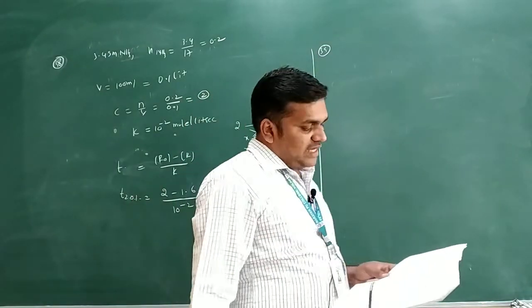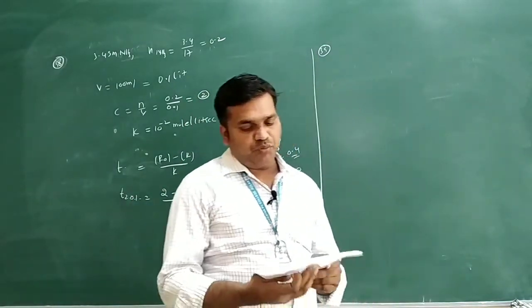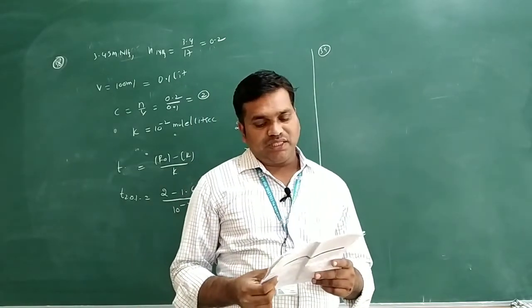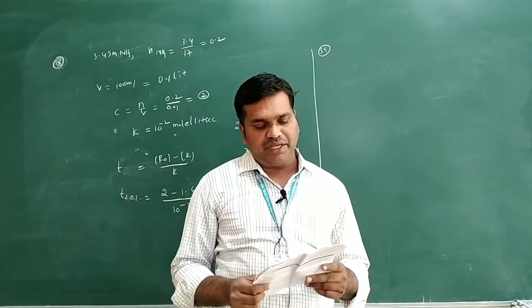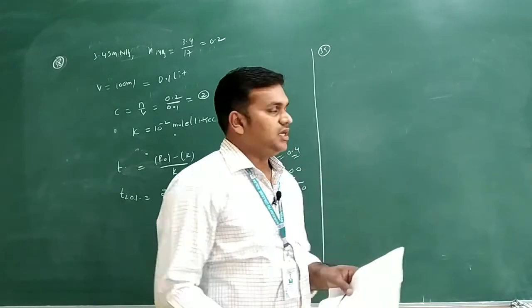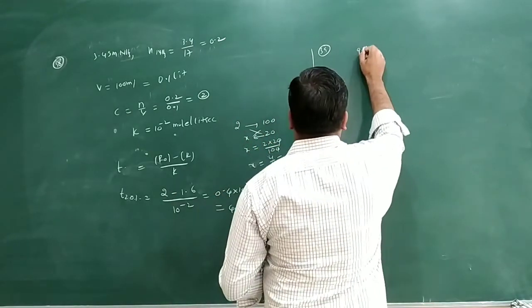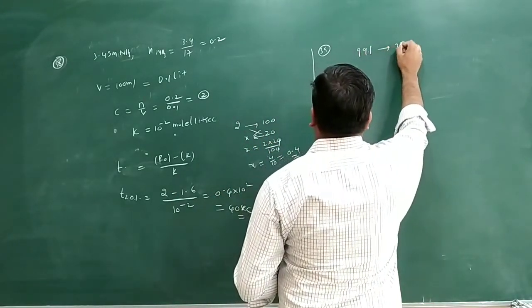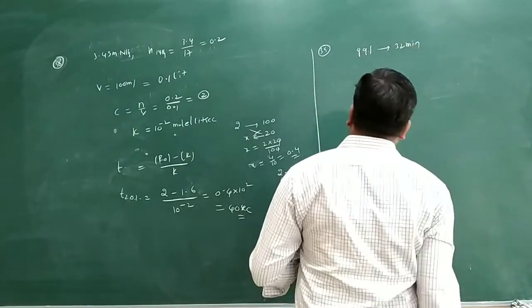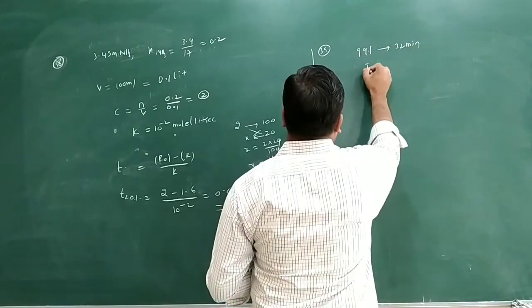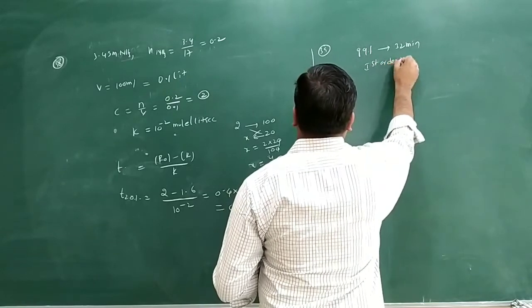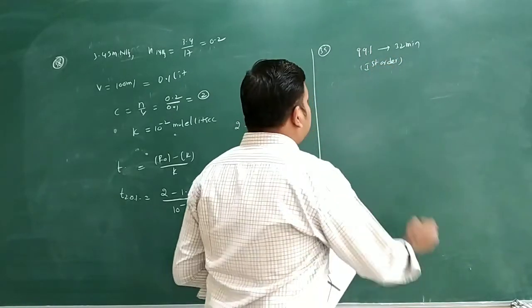A first order reaction is completed 99% in 32 minutes. Then what is the time it will be completed in 99.99%? 99% complete in how much time here? 32 minutes. What order reaction is it? It is a first order reaction. For first order, what is the expression?